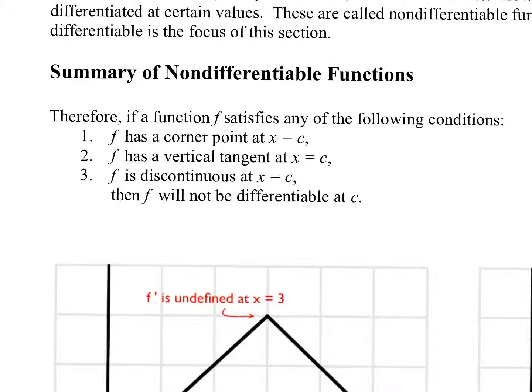If any of these things are true, then f is not differentiable at a specific point c. I shouldn't say point, I should say value. One, if f has a corner point at x equals the number c. I'll show you what that looks like in a moment. Two, if f has a vertical tangent at x equals c. I don't think you've ever seen that before. And then the third case, a function is not differentiable at a specific value if the function is discontinuous at that point. Let's look at some examples.